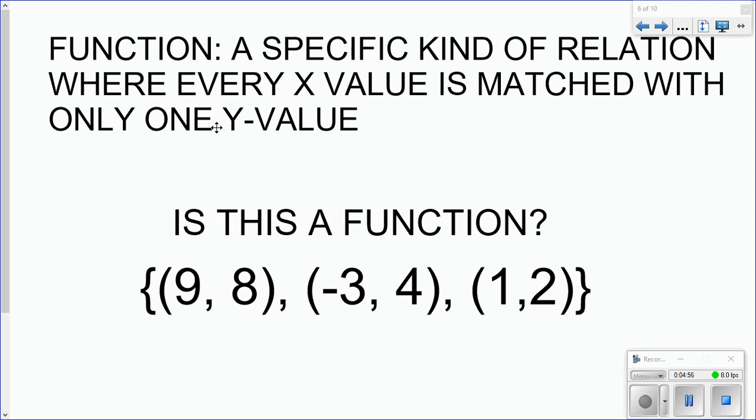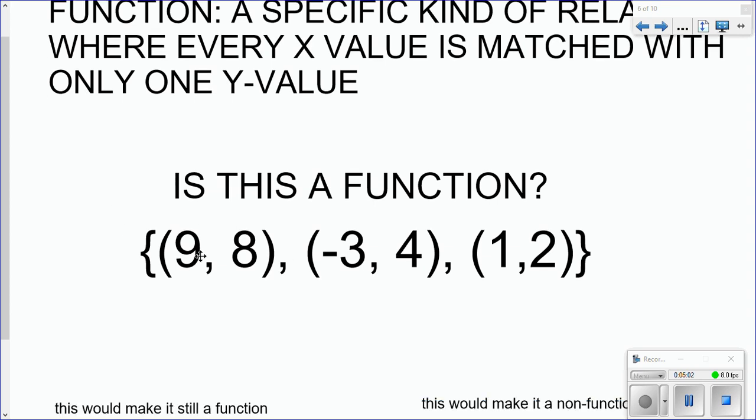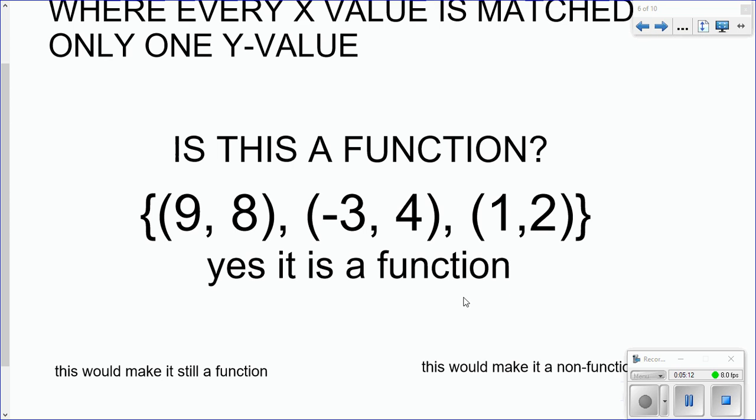So it asks, is this a function? Well, let's look at it. Look at the x values. You got a 9, a -3, and a 1. 9 is only matched with 8, -3 is only matched with 4, and 1 is only matched with 2. So this is a function.